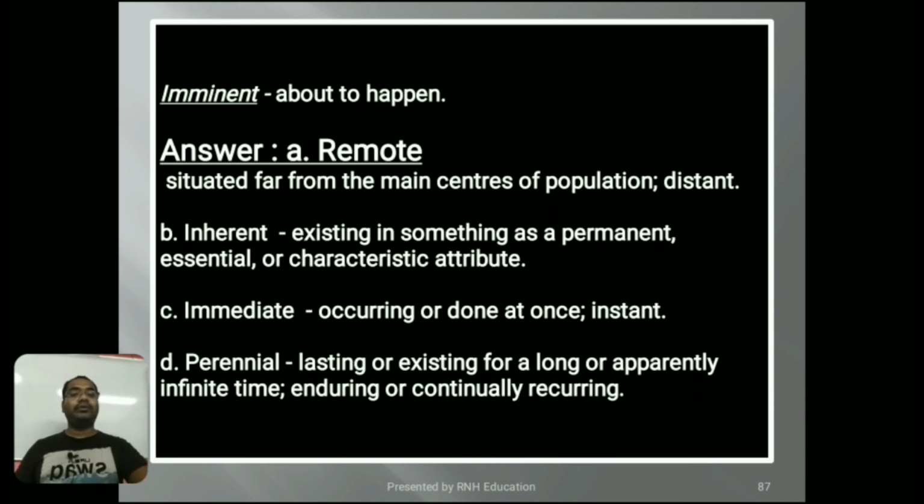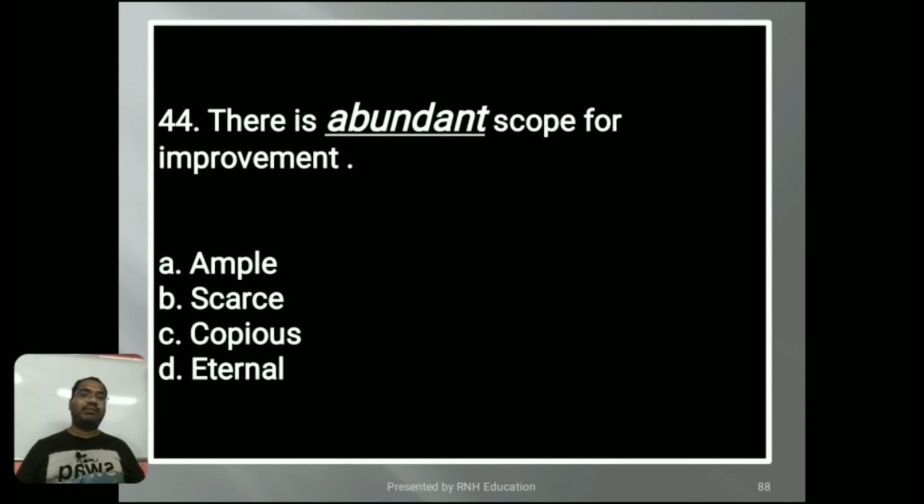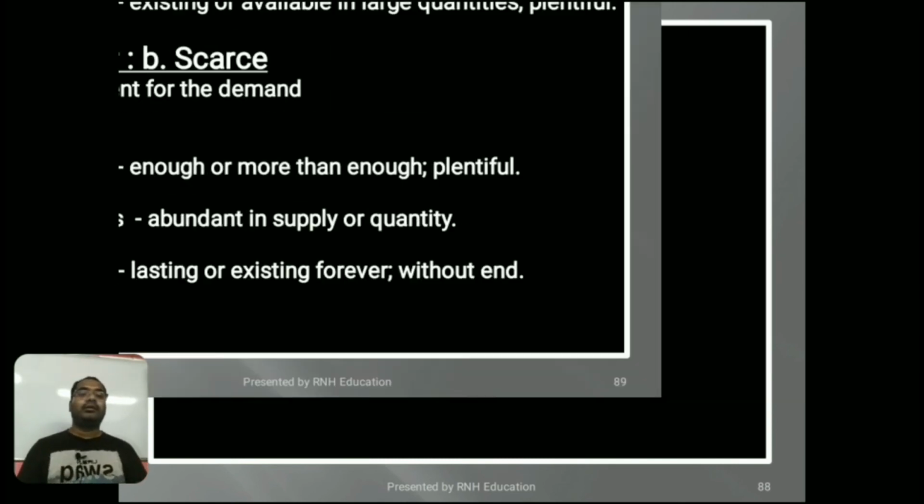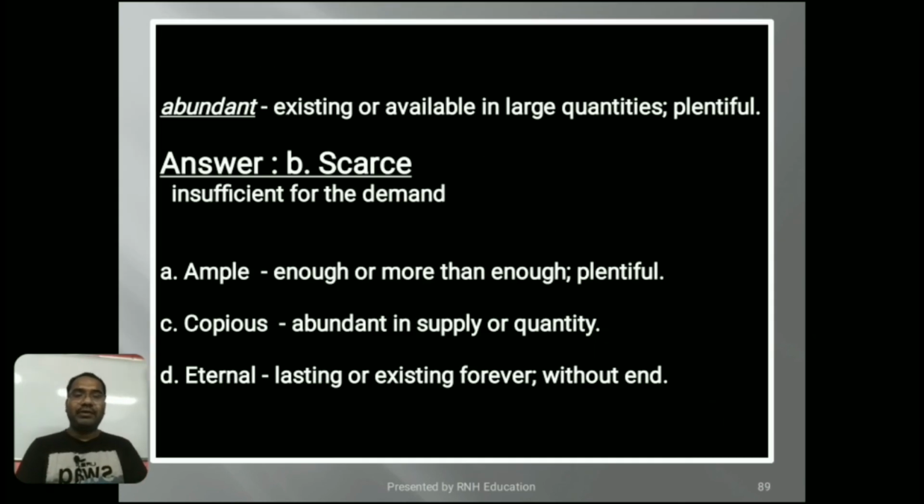Okay, going to the next one. Next question, that is question number 44. There is abundant scope for improvement. The word is abundant, and the options are A, ample, B, scarce, C, copious, and D, eternal. Now check the solution. At first, take the word abundant means.